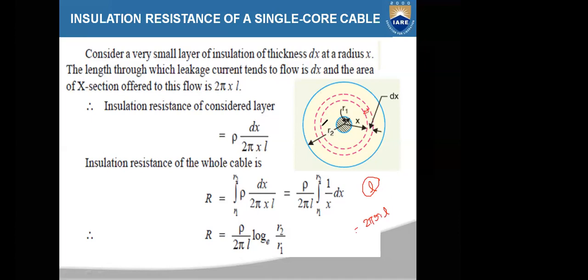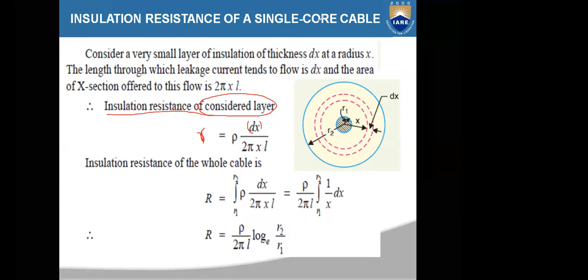Now this layer is at a distance of x meters. So this x meter is nothing but the radius for this layer. So R will become x, with L the length of the cable. So this is the area, and this thickness will become the length. So the insulation resistance for the considered layer, a small dR, is equal to rho into dx divided by the cross sectional area 2 pi into x into L.